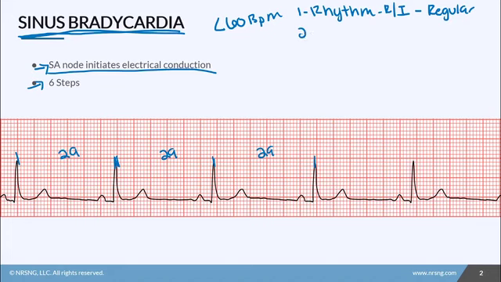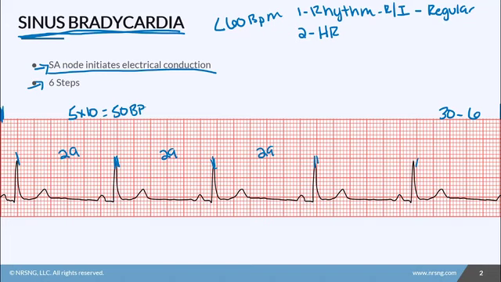And in step number 2, we're going to count our heart rate. So first we've got to determine if it's a 6-second strip. The easiest way to do that is to make sure that I have 30 large boxes from the beginning of the strip to the end. So 30 large boxes equals a 6-second strip. So now let's count our R waves. I have 1, 2, 3, 4, 5. So 5 times 10 equals 50 beats per minute.